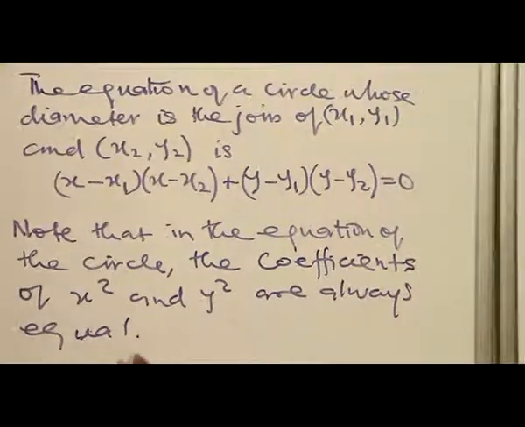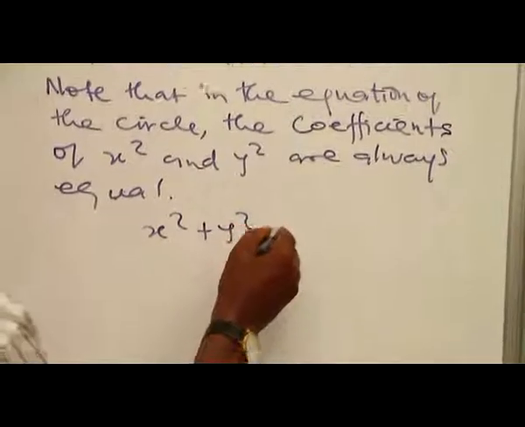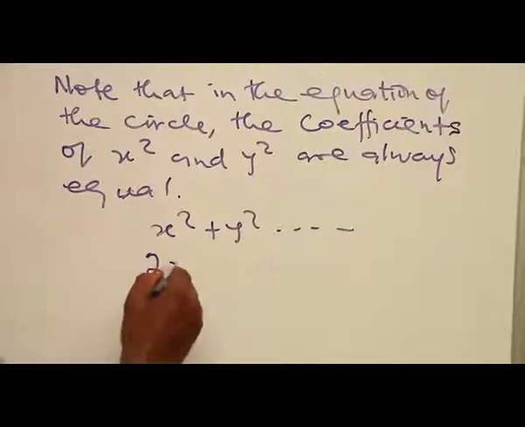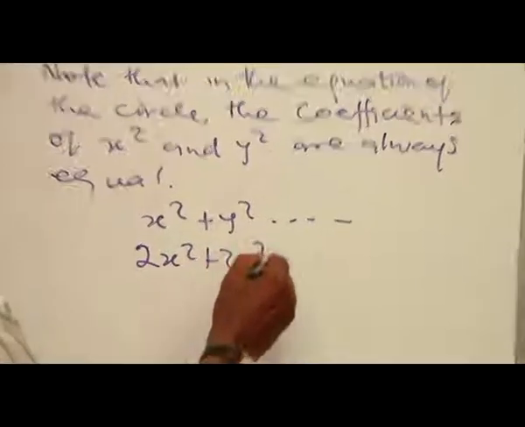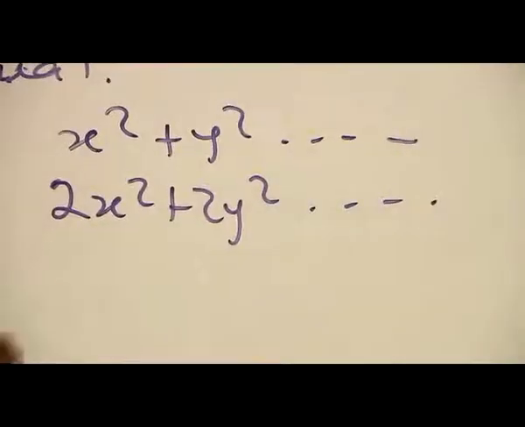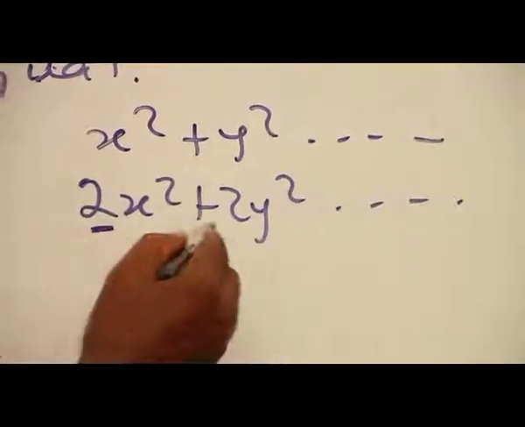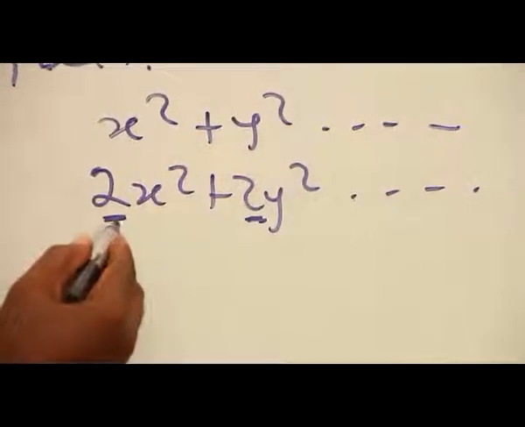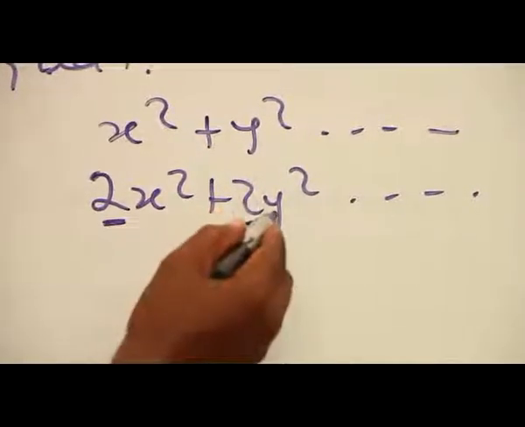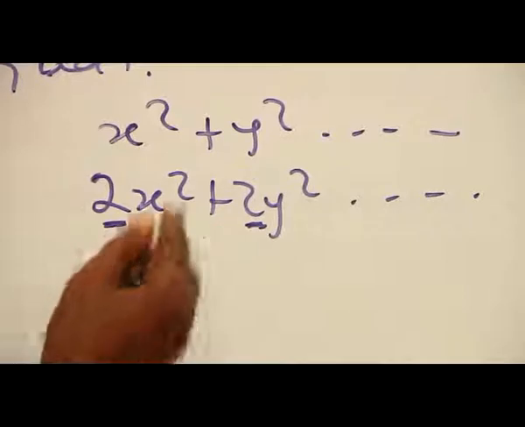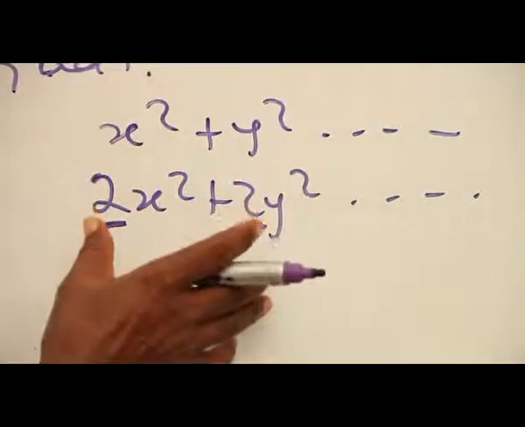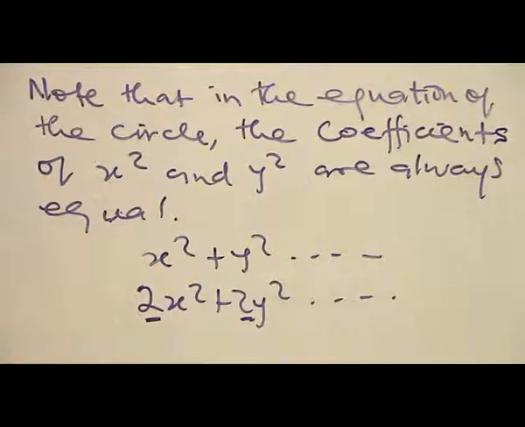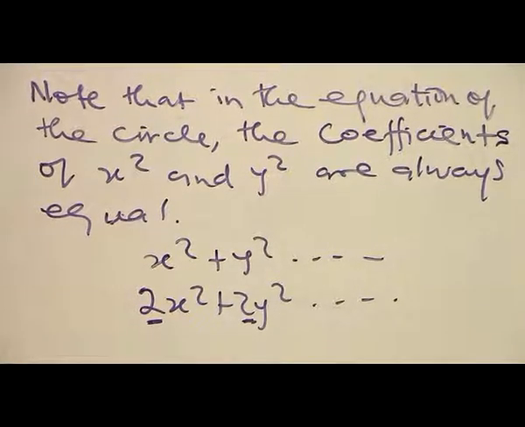What we are saying is that x squared plus y squared plus other terms, and then we have 2x squared plus 2y squared, and then other values can be written. But notice that the coefficient of x squared here is 1, and the coefficient of y squared here is 1. The coefficient of x squared here is 2, and the coefficient of y squared here is also 2. So every equation of a circle must have this format. That's why we sometimes say they are homogeneous equations.